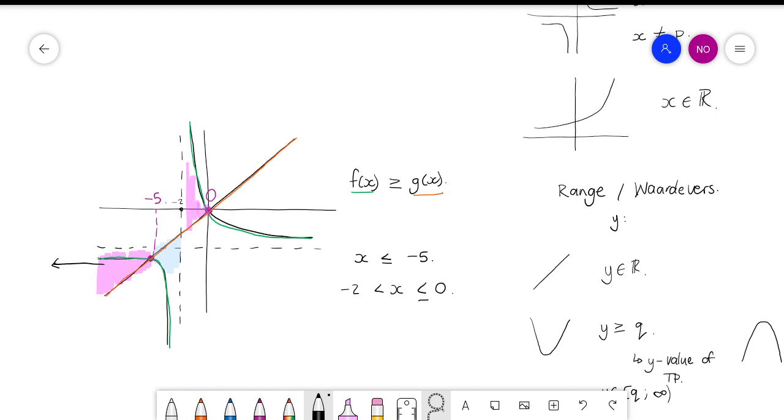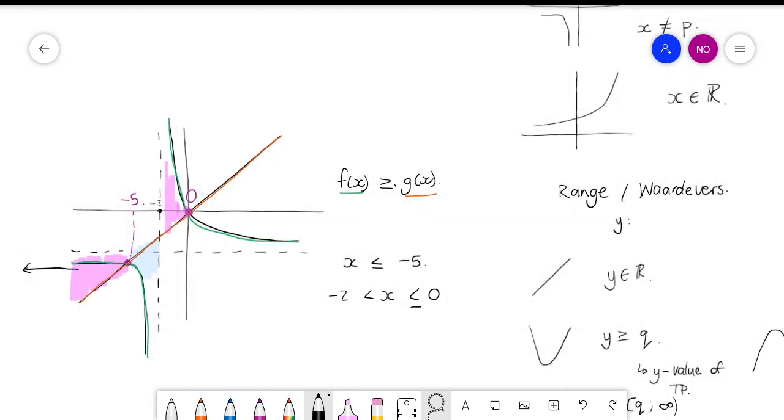Hoekom sluit ons nie die minus 2 in nie? It's an asymptote. And at an asymptote, the one graph doesn't exist. So it can't be bigger than or smaller than or equal to something because it doesn't exist on the asymptote. So when you are doing these, check yourself that you are not including an asymptote. Okay? We never, ever, ever include an asymptote. We only include intercepts when they are looking for and equal to. If they didn't, then we didn't include the intercepts either. Okay, so daar is die antwoord daar.